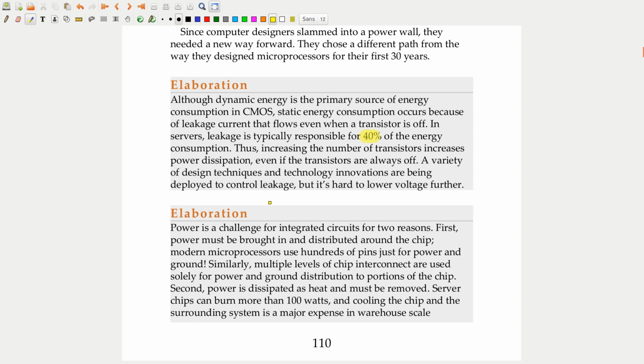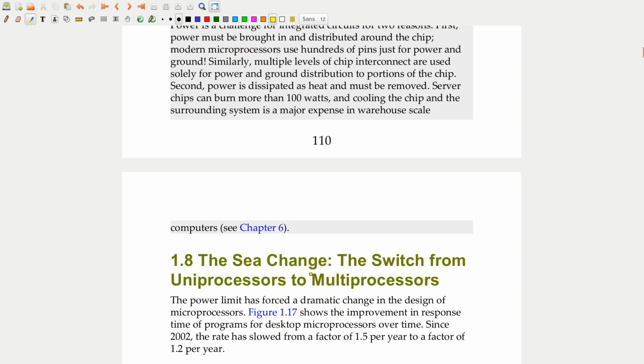So power is a challenge for integrated circuits for two reasons. The first thing, it must be brought to the chip. Secondly, multiple levels of the chip interconnect are used solely for power and ground, and then power is dissipated as heat and must be removed. So we have to bring a bunch of power to the chip, and then we also have to get rid of the side effects of power. Those are the problems.